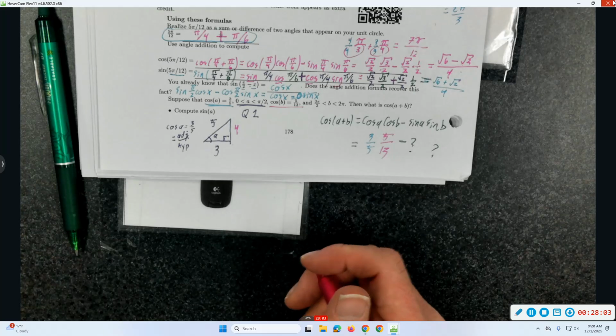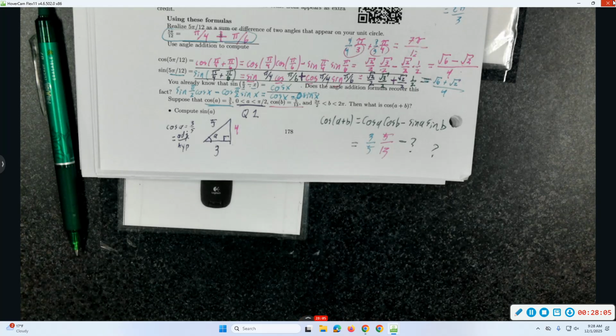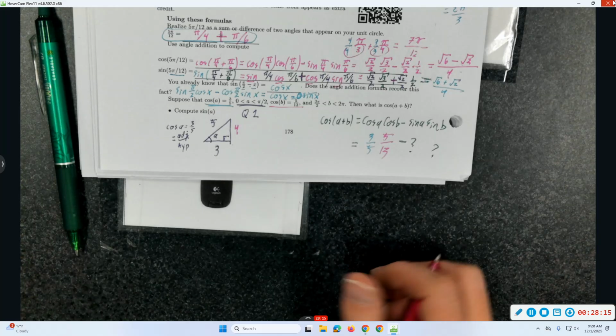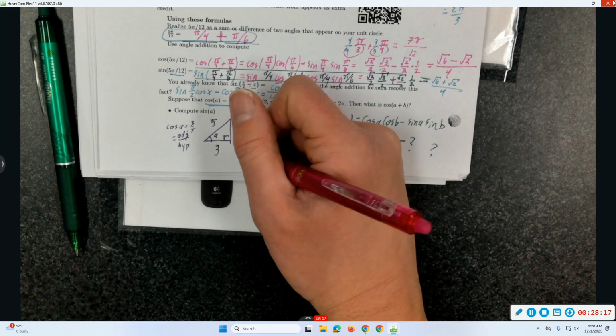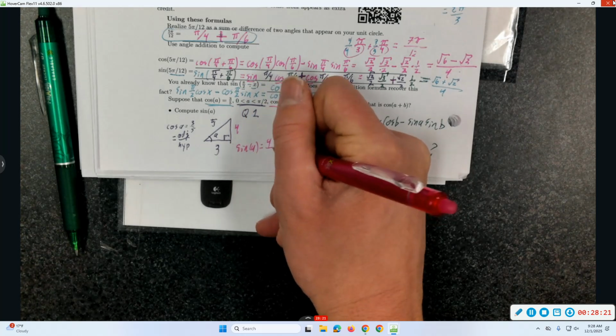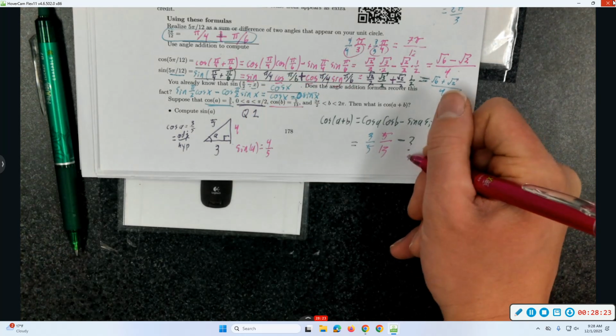How many people did that by actually doing the algebra? How many people did it by just remembering there's a Pythagorean triple? Yeah, nice. They're handy to remember. So what's the sine of A? 4/5. Sine of A is 4/5.